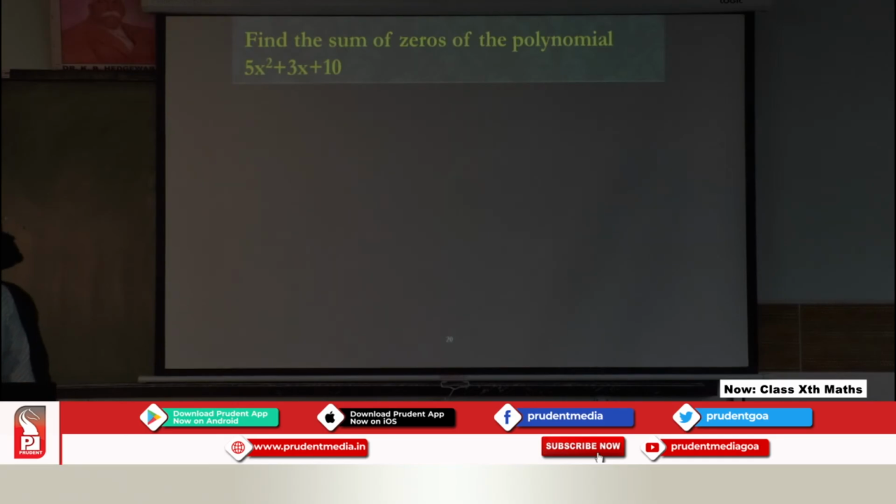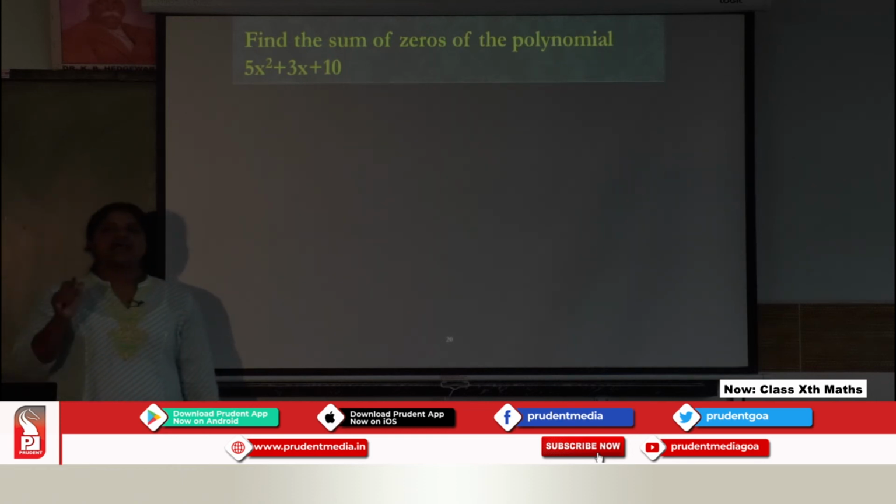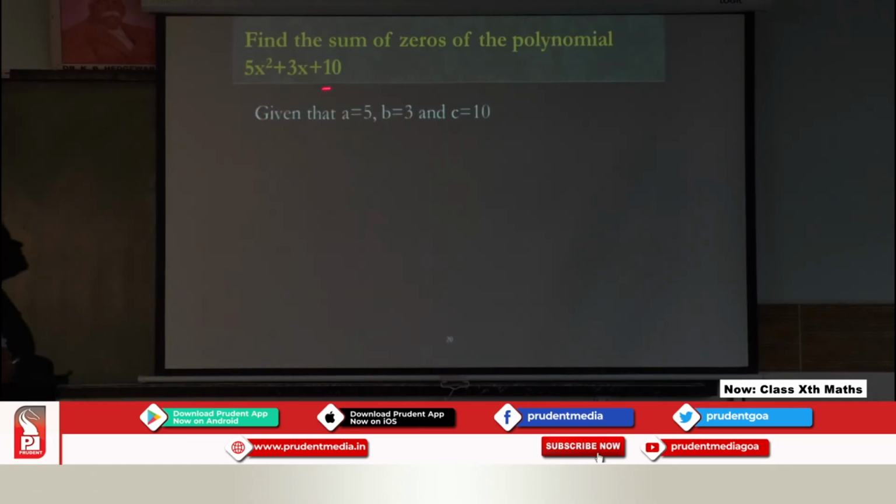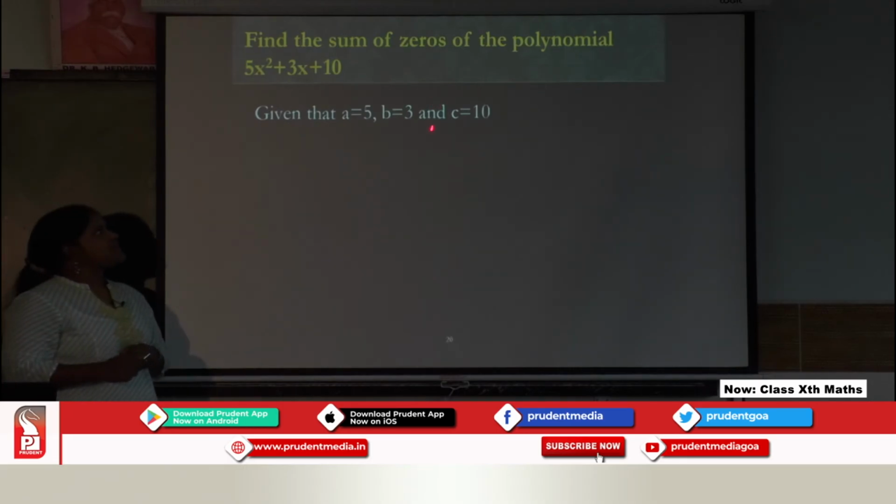Let us have a look at a simple problem. This problem is mostly for 1 mark. Find the sum of zeros of the polynomial 5x square plus 3x plus 10. Our first job is to identify what a, b and c are. Here, a is 5, the coefficient of x square, your first term. b is 3, the coefficient of x, and the last term, 10, is the constant. So, you know what a, b and c are.